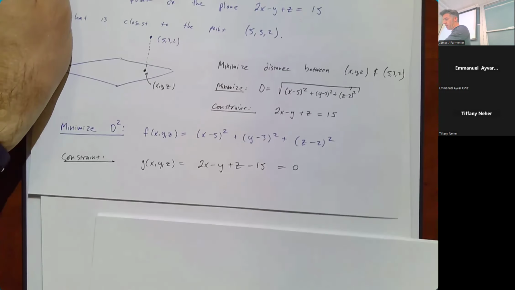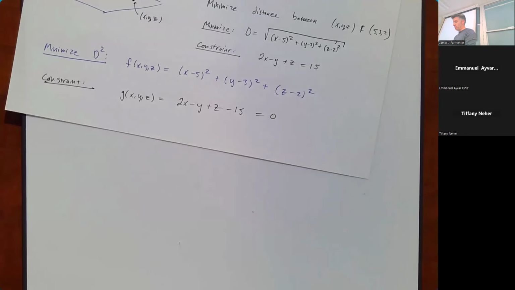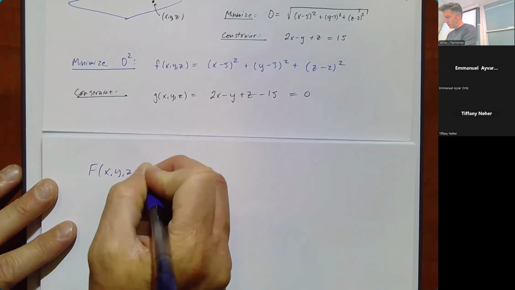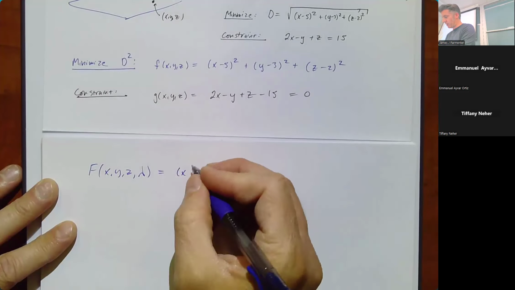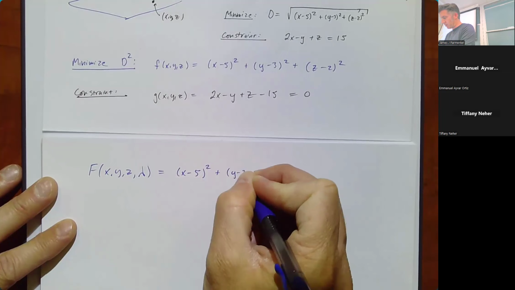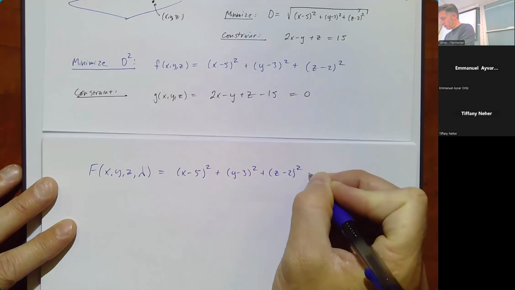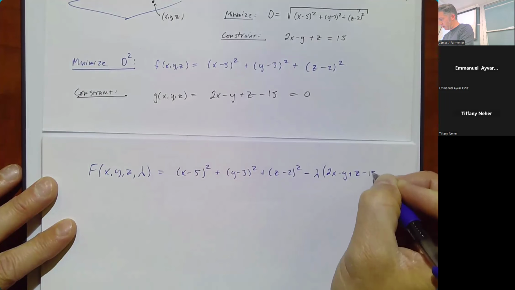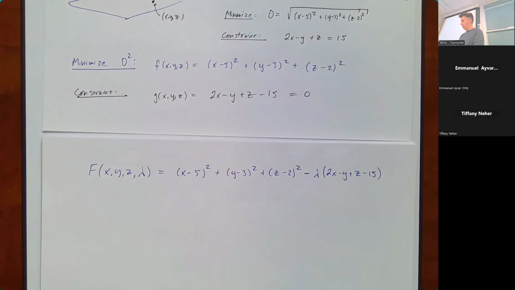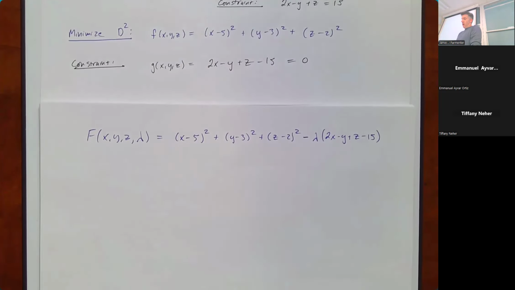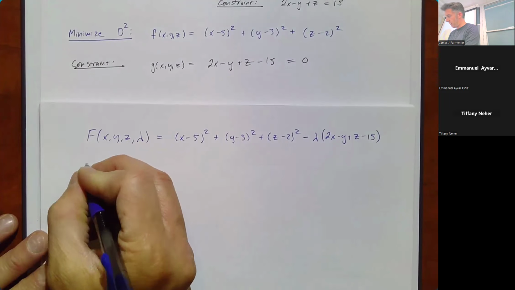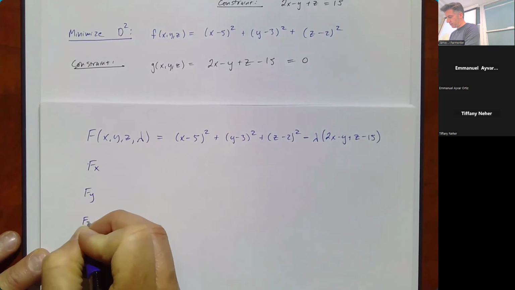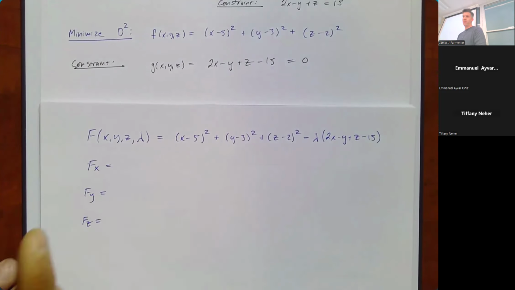We're going to write our capital F of x, y, z, lambda as we're using Lagrange. So F of x, y, z, lambda is going to be just our usual f, little f I should say, x minus 5 squared plus y minus 3 squared plus z minus 2 squared minus lambda times our g, which is 2x minus y plus z minus 15. It's the typical setup for a Lagrange multiplier situation. And then we're going to find all of our partial derivatives. In fact, why don't you find the partial derivatives Fx, Fy, and Fz. I do not, as I've said before, think you need to find F lambda.